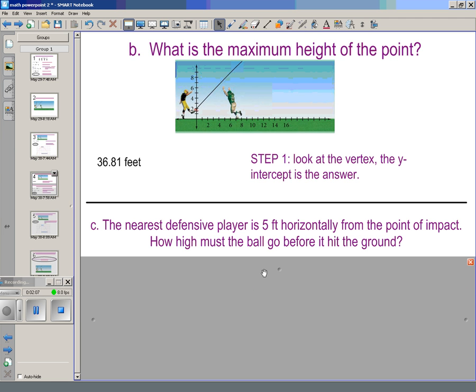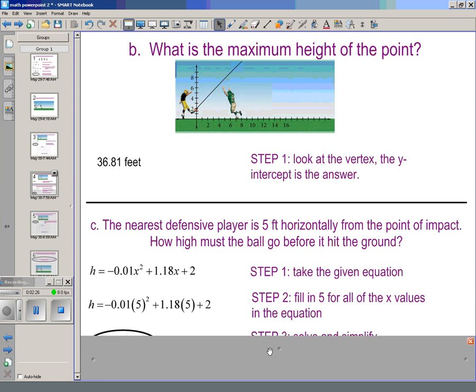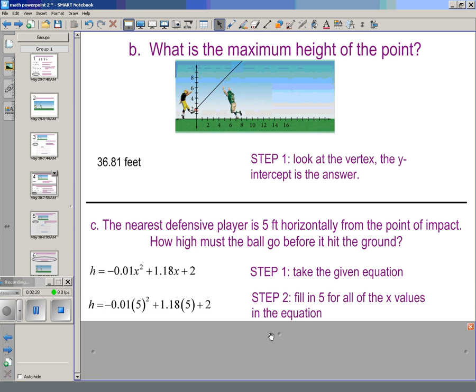The next question is, the nearest defensive player is 5 feet horizontally from the point of impact. How high must the ball go before it hits the ground? The first step is to take the given equation, which is h equals negative 0.01x squared plus 1.18x plus 2. The second step is to fill in 5 for all the x values in the equation.